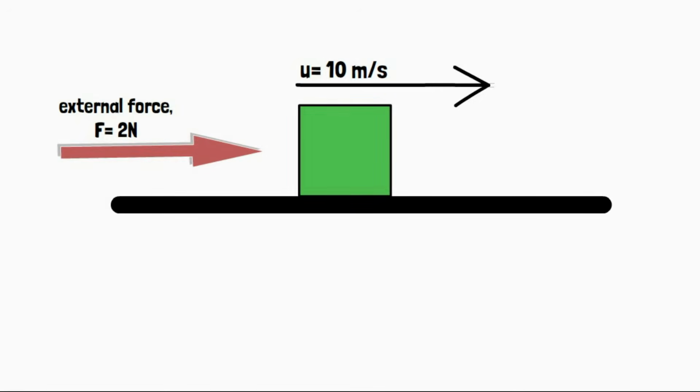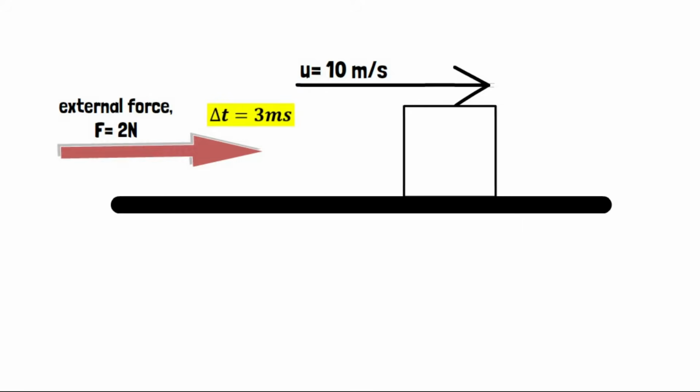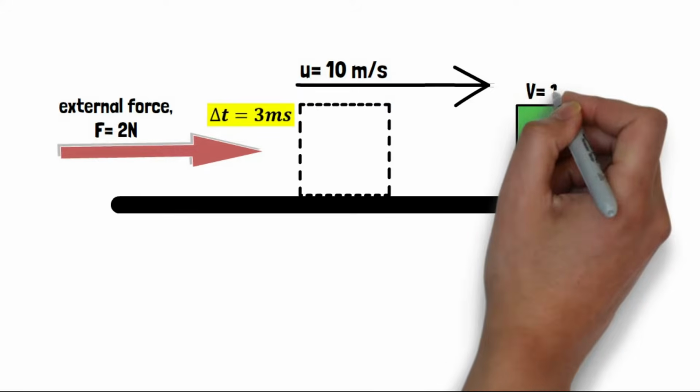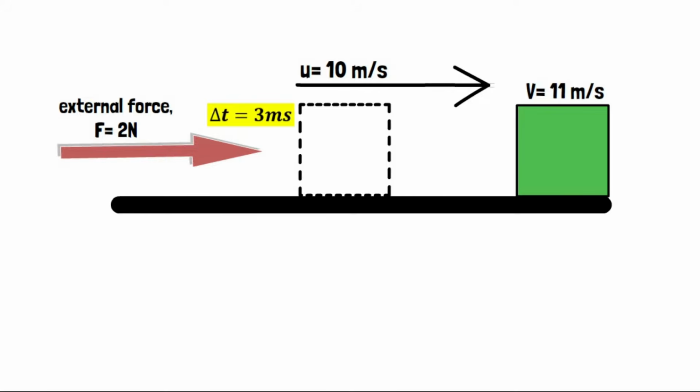Lihat sini, kita ada sebuah objek where the initial velocity of this object is equal to 10 meter per second. So let's say we put an external force F equal to 2 Newton on the object with the time interval of 3 milliseconds, and then the object will move and there is a change of velocity where the final velocity of the object is equal to 11 meter per second.